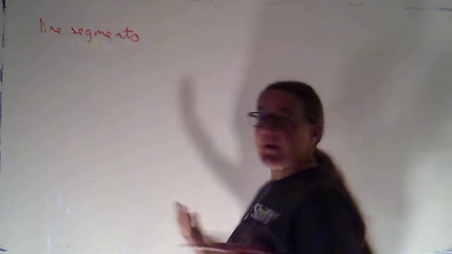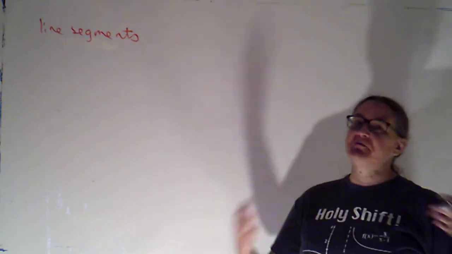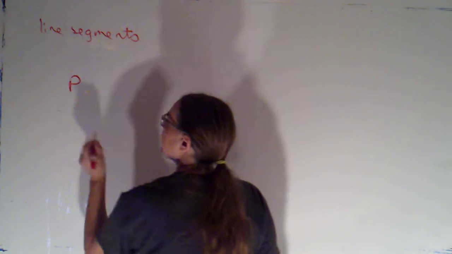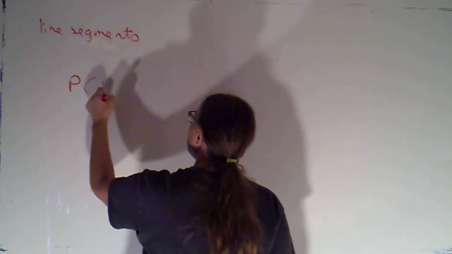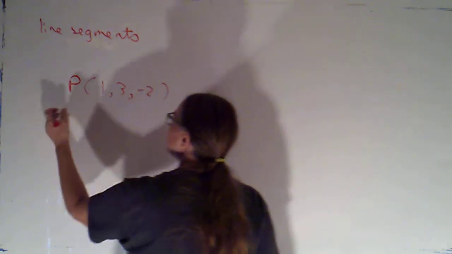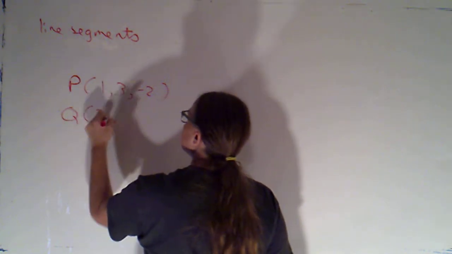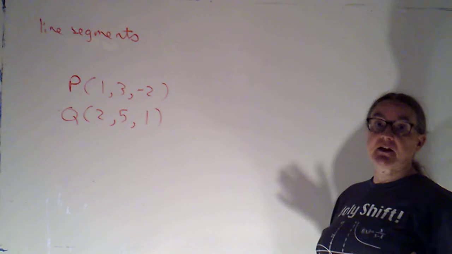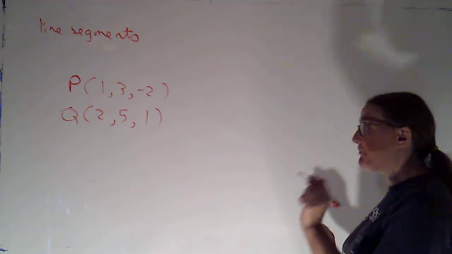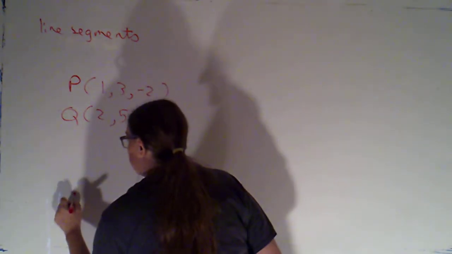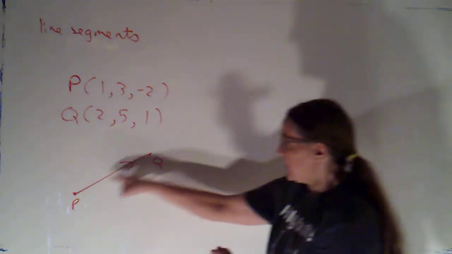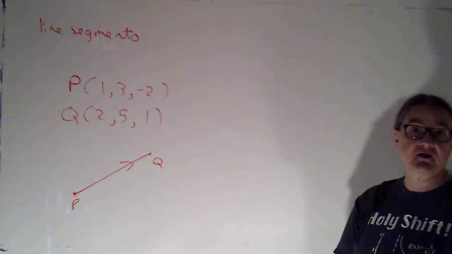In this video, we're going to talk about line segments, which we basically get by creating lines and restricting the domain so that we just get a part of it. So let's say I wanted to find the line segment that went from P (1, 3, -2) to Q (2, 5, 1). Now notice I did specify a direction there because I said we want to go from P to Q. So that means the orientation has to be pointing in this direction.